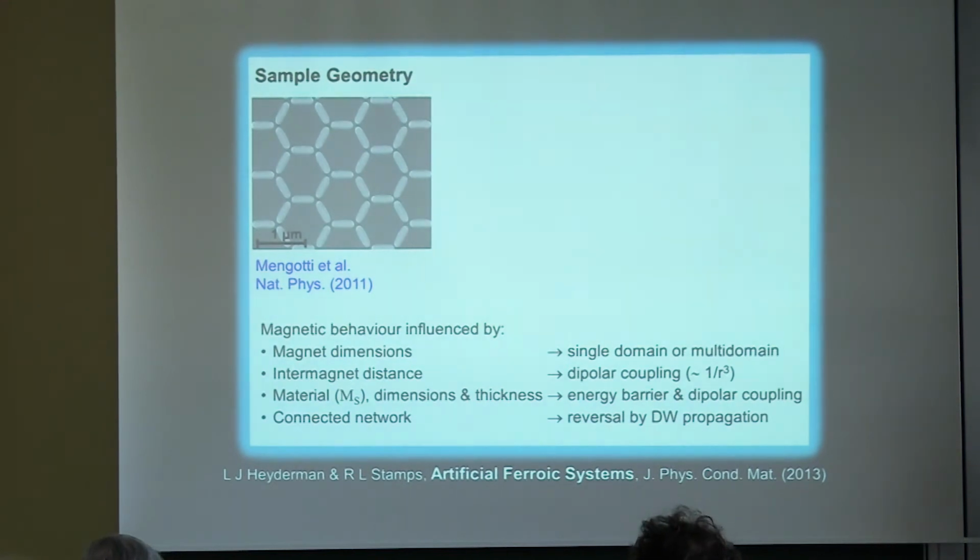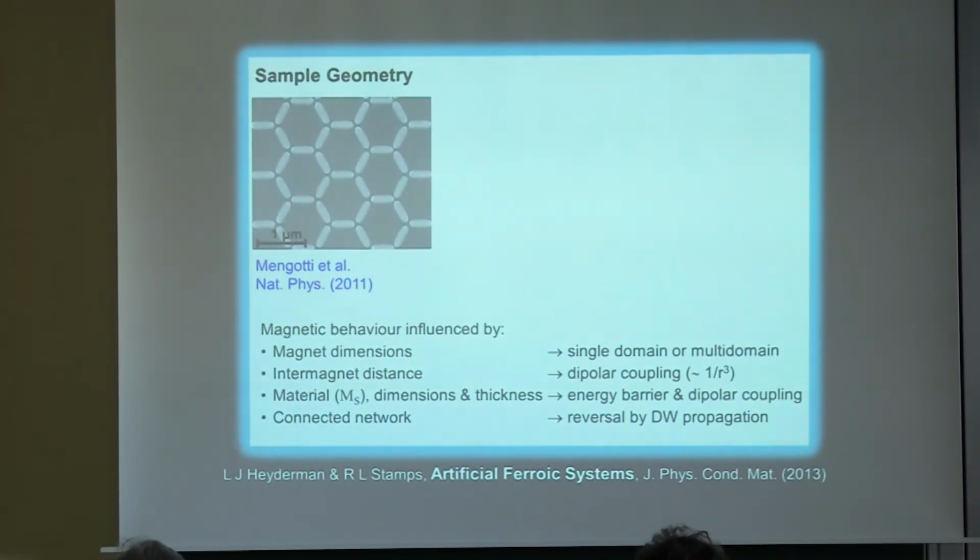Just a word about sample geometry. Many of you will know that the magnetic behavior is influenced by many things. The magnet dimensions will determine whether you have a single domain or a multi-domain structure. So the smaller the magnet is, the more likely it is to be single domain. The intermagnet distance matters because there you can vary the intermagnet coupling. The material or the magnetization at saturation, the dimensions and thickness matter because this influences the energy barrier to switching and again the dipolar coupling. And in a connected network, the reversal happens via domain wall propagation.